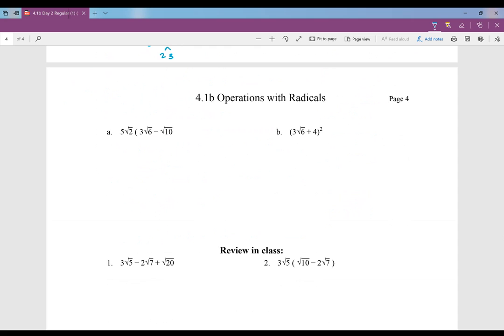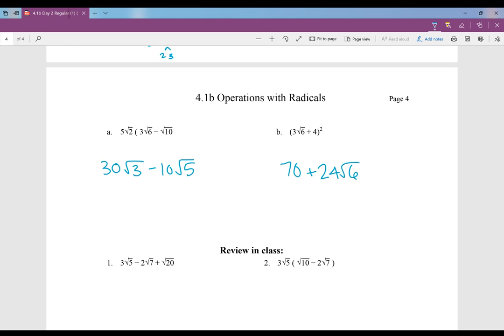All right, try these monitoring progress questions. Pause your video and then press play and I'll tell you the answers. Okay, for part A, you should have got 30 root 3 minus 10 root 5. And for part B, 70 plus 24 root 6.